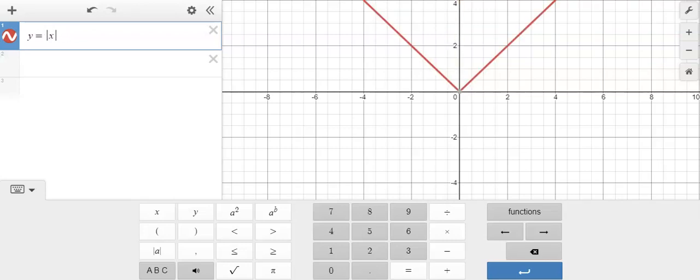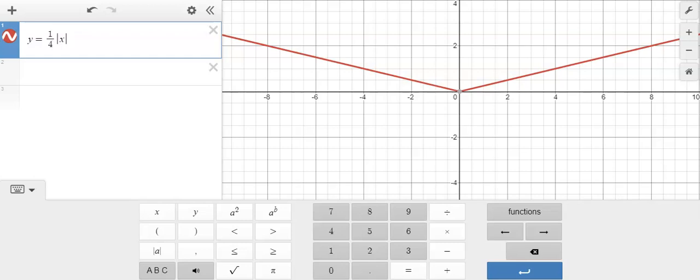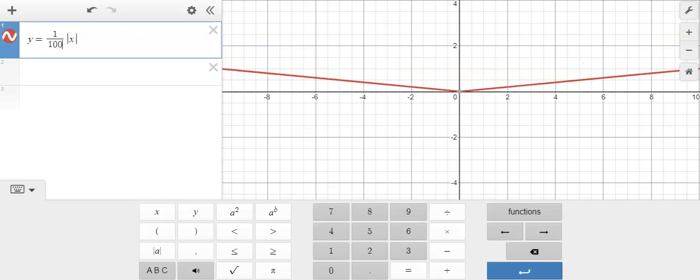What if we did something like 1/2? Okay, so that makes it wider. What about 1/4? That looks wider still. And we're going to call that compressed vertically. So it's compressed vertically because it's getting compressed towards the x-axis. And we would think then if we keep making those numbers in the denominator bigger, right, it's going to compress more and more.